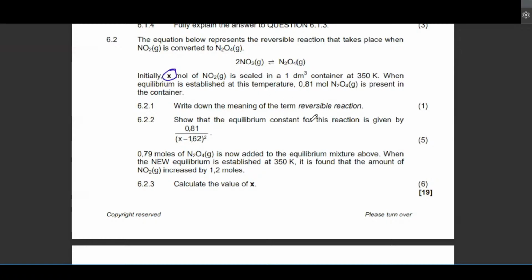Show that the equilibrium constant for this reaction is given by this. So this is like a proof. You have to prove that the Kc is equal to that based on the information which is given there. In this case, we are going to use our RICE method, depending on what your teacher taught you. So let me draw it here.